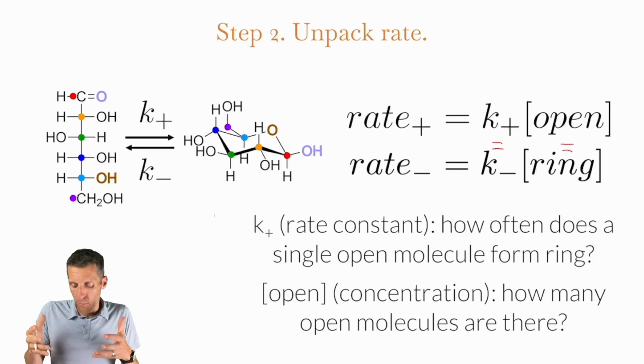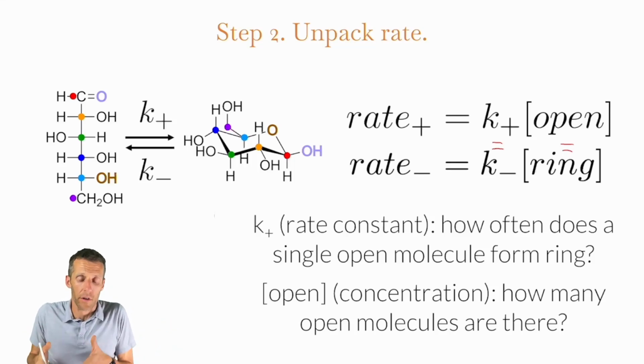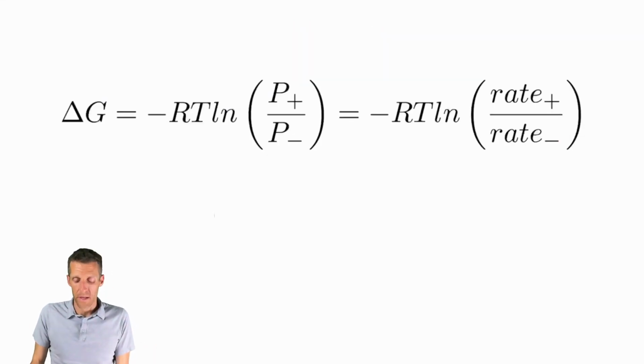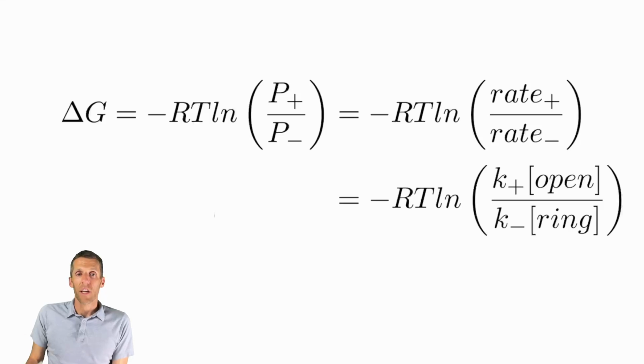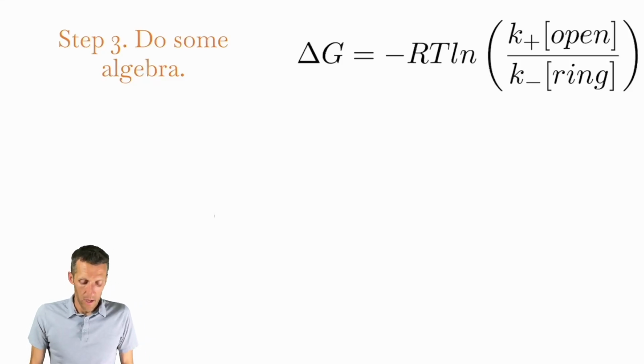That's what that is. We can write out the reverse as just the reverse, right? It's just how many rings are there, that's our concentration, times this reverse rate constant. Okay, step 2 is done. We have now gone from probabilities to rate constants times concentrations. Step 3 is to do some algebra. It's not hard algebra necessarily, but it is log rules.